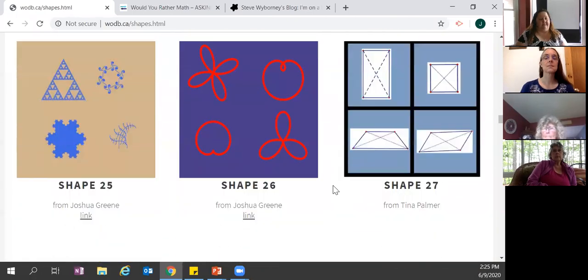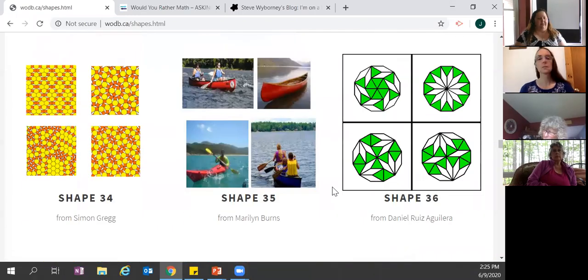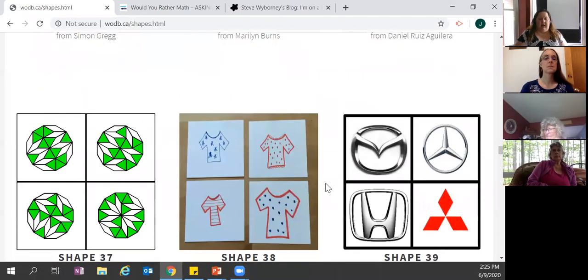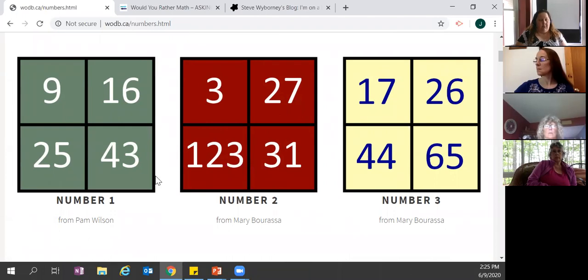Maps. I like the decks of cards, but you can keep going. This one's canoes, right? They're just very basic pictures that we look at for things that are similar and things that are different. If we go back and go to numbers, there are numbers.